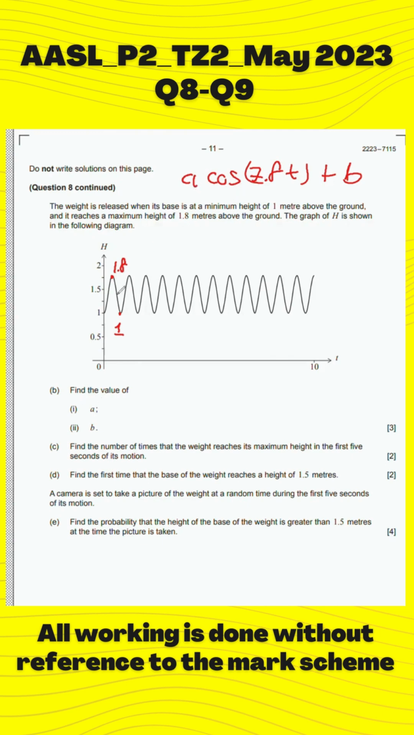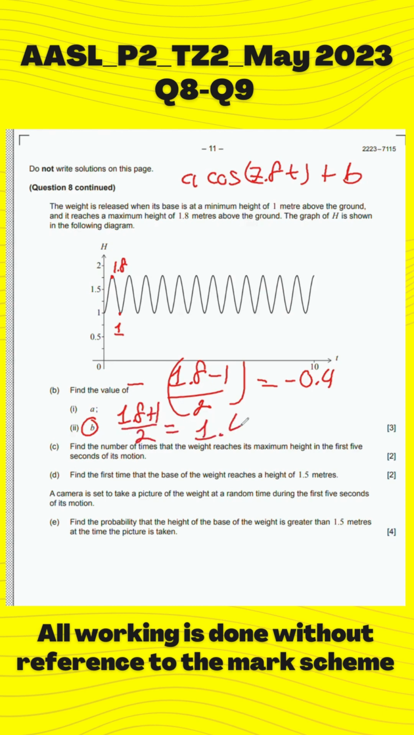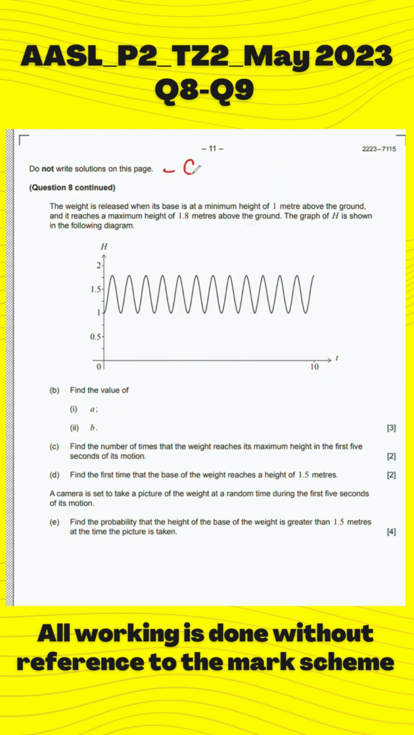This is a cos function, so the y-intercept is supposed to be at the maximum, but this one is at the minimum, so the value of a will be negative. So it will be negative of 1.8 minus 1 divided by 2. We have a equal to negative 0.4. b will be 1.8 plus 1 divided by 2, so b will be 1.4. So now the function becomes negative 0.4 cos of 7.8t plus 1.4.